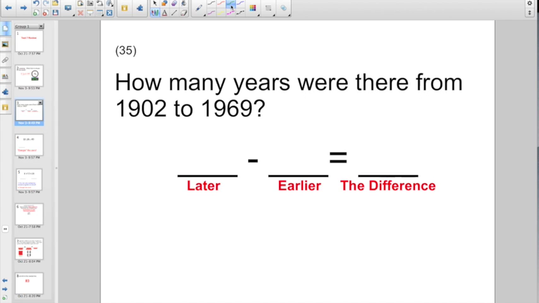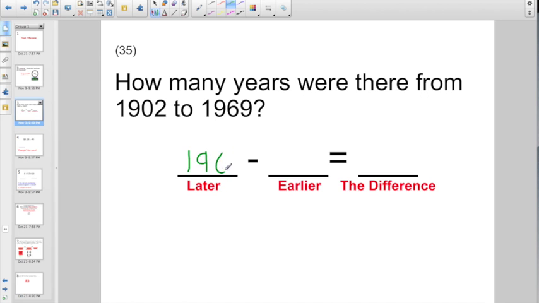Check out this one. How many years were there from 1902 to 1969? Coming at you from lesson 35. You can always turn back if you don't remember this. These are always subtraction problems. The later time minus the earlier time equals the difference. And later in years means the bigger number, right? The one that comes later on. Well, 1969 came much later on compared to 1902.